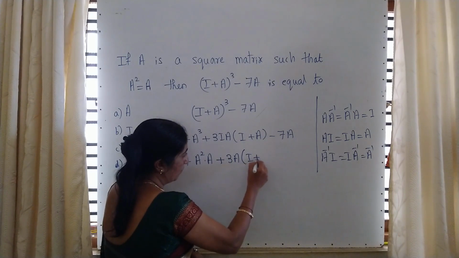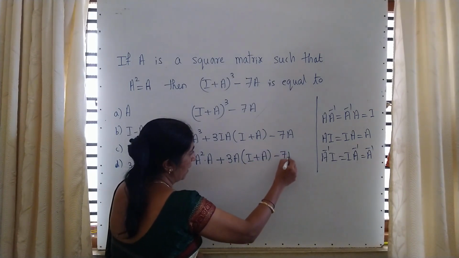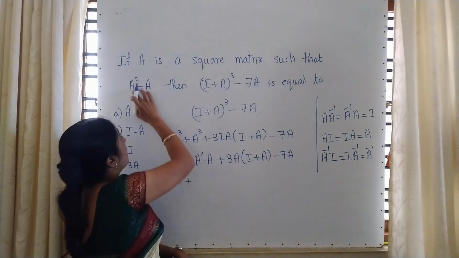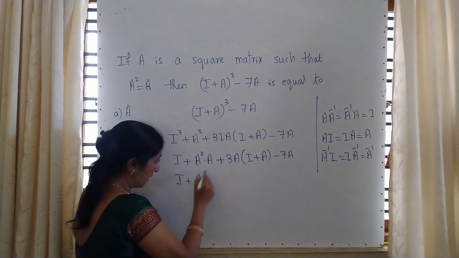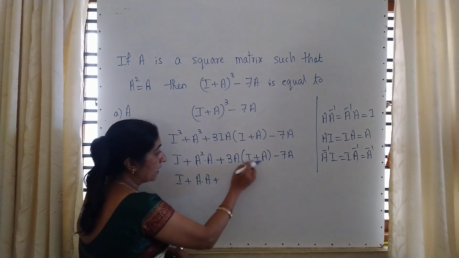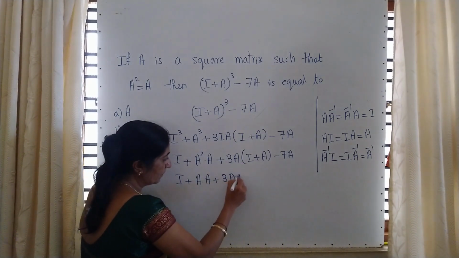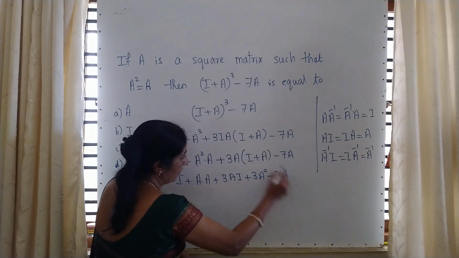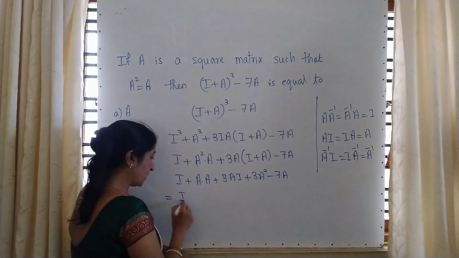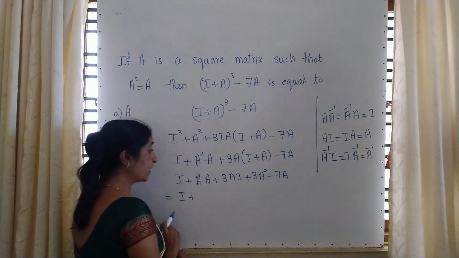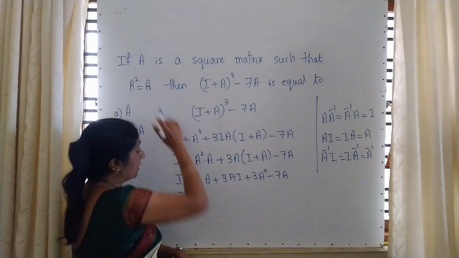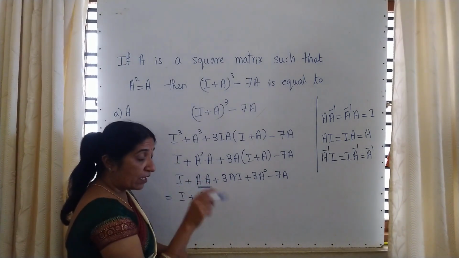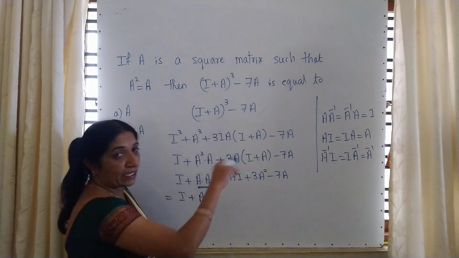In the bracket, I plus A, I kept as it is, minus 7A. So here I as it is. What is A square? A square is A. Write down that. And this A I kept as it is. Here I am removing the bracket: 3A square minus 7A. I as it is. A square, A into A is A square. A square is A. Note down this. A into A is A square. Instead of writing one more step, directly I am writing the answer.